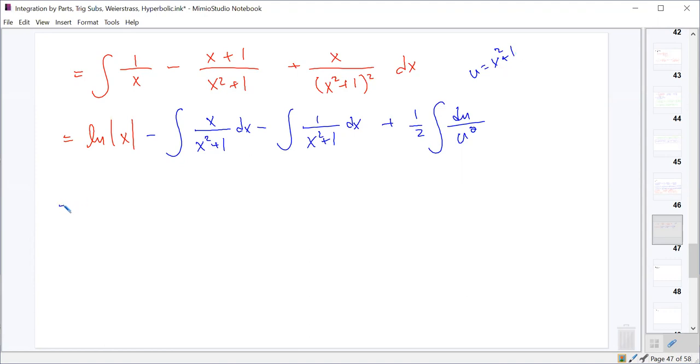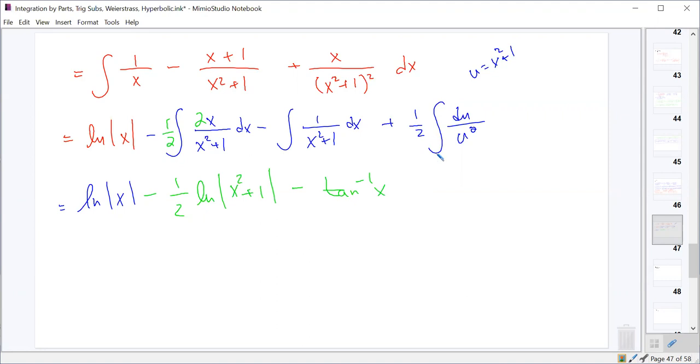And we end up with natural log absolute value of x. Let's see, and then this one right here, this is going to be another u sub. U is going to be x squared plus 1 still, so du is 2x dx, so we need a 2 and a 1/2 on that one. So that's going to be natural log absolute value of x minus 1/2 natural log absolute value of x squared plus 1, and then minus, what's that one? That one's just minus inverse tangent of x.